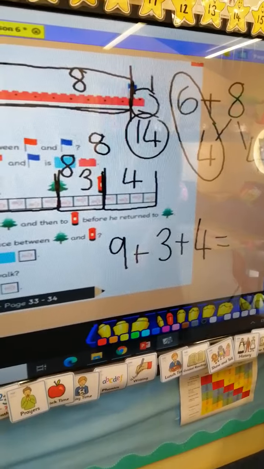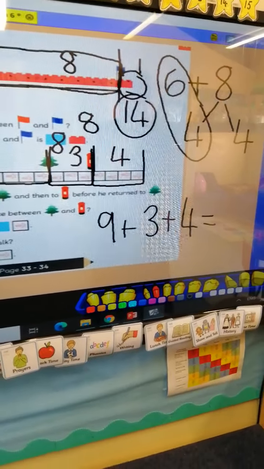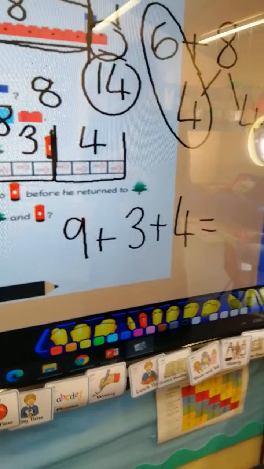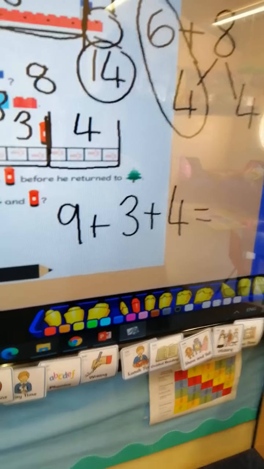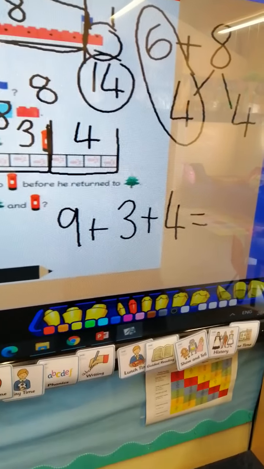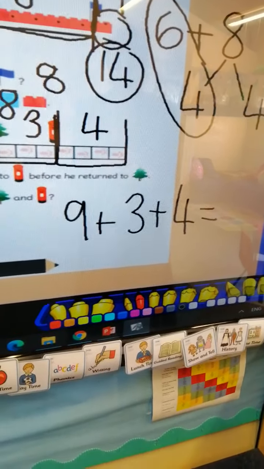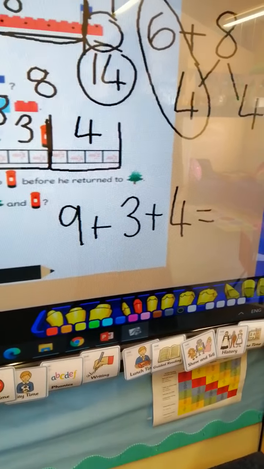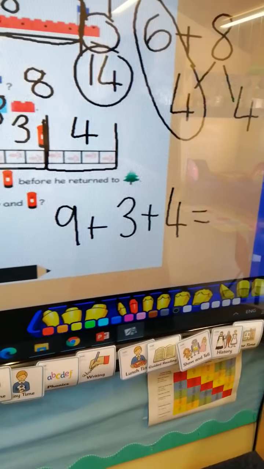Can we spot any number bonds there that might help us? No. 9 and 1, no, there's not any 9 and 1. There's not a 7 and 3. There's not a 6 and 4. There's no number bonds here that are going to help us. So maybe we need to try and make some number bonds.